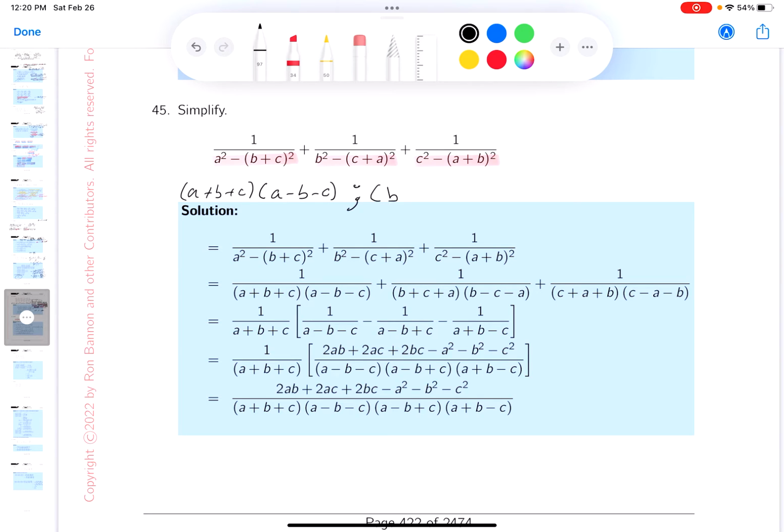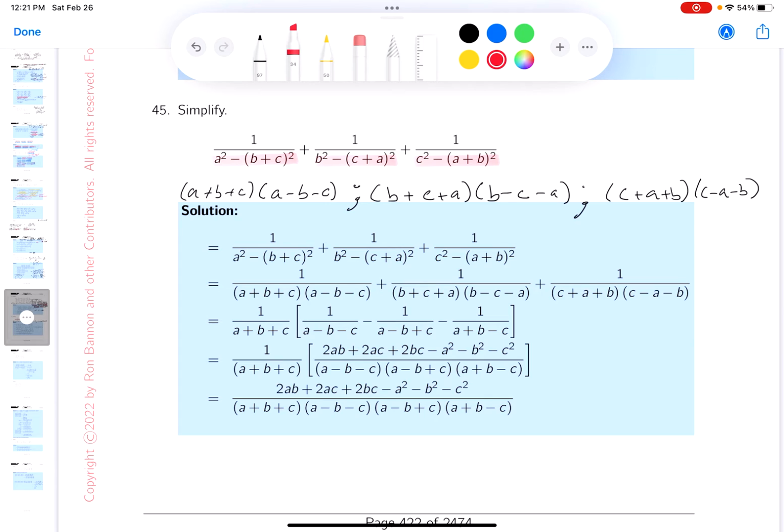It's B plus C plus A, and then B minus C minus A, right? Let's do the third guy, and that's going to be C plus A plus B times C minus A minus B.